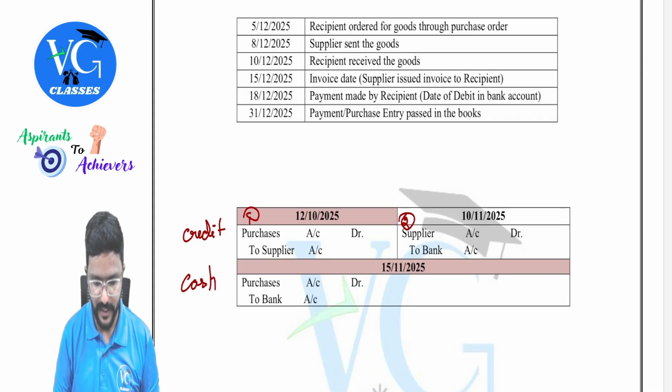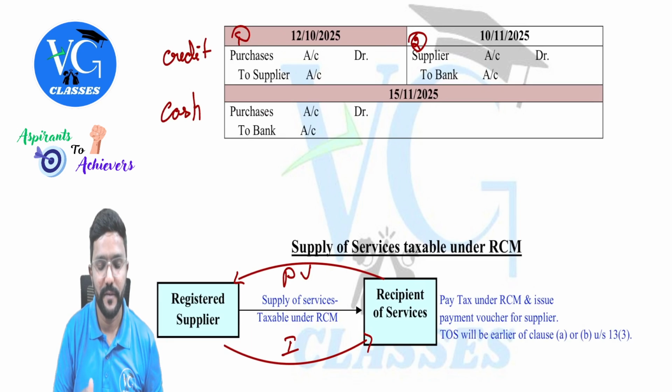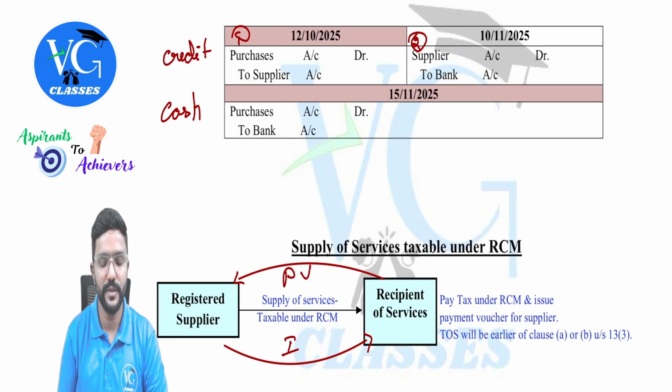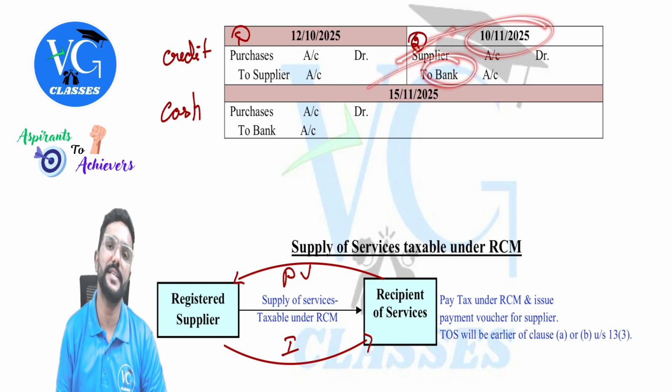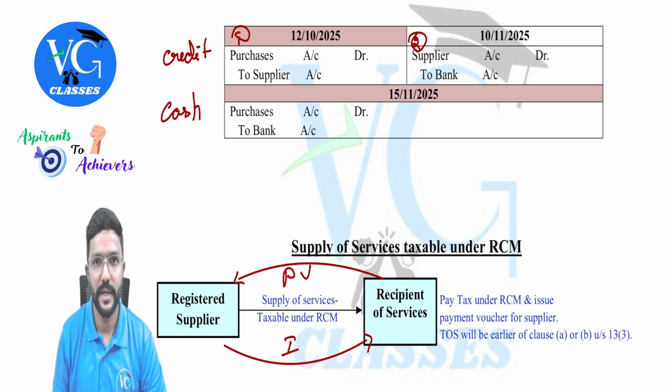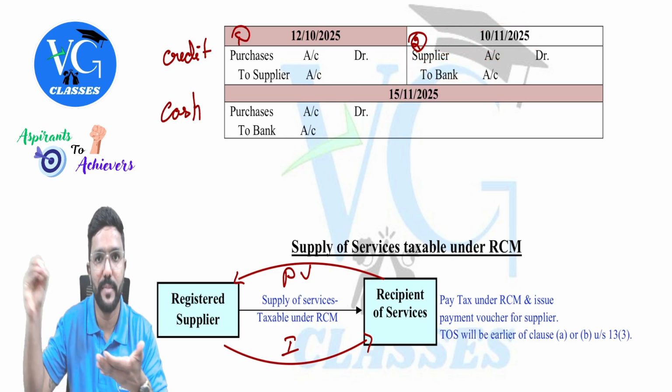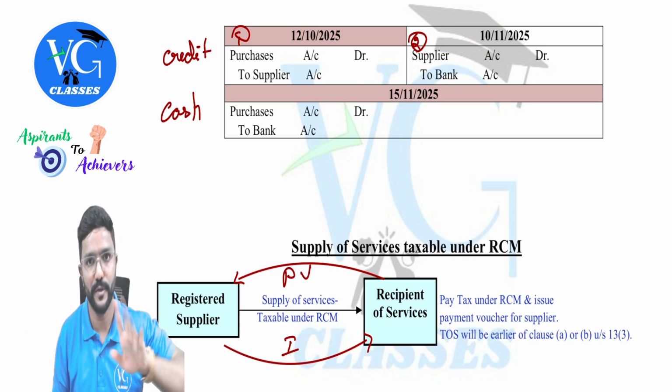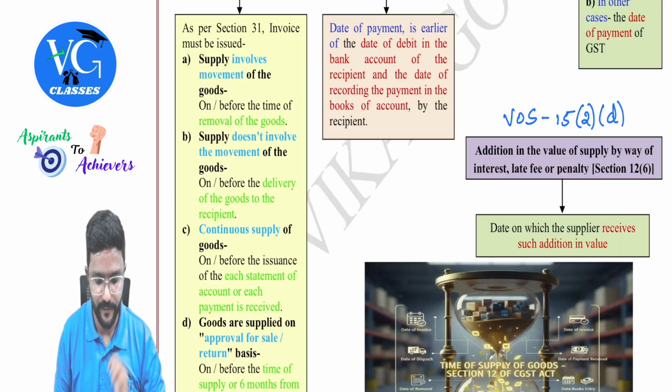Got it? Yes. I will just show you. You can see, if it is a cash purchase of goods, he will pass this entry. On what day did he pass it? In his books, we need to take it. Sir, what if it is a credit purchase? First, he would have passed the entry purchases to supplier. Should we take this date? No, no. Supplier to bank, we need to consider this date. Got it? The date on which the recipient passed the payment entry in his books. Okay, so fine.